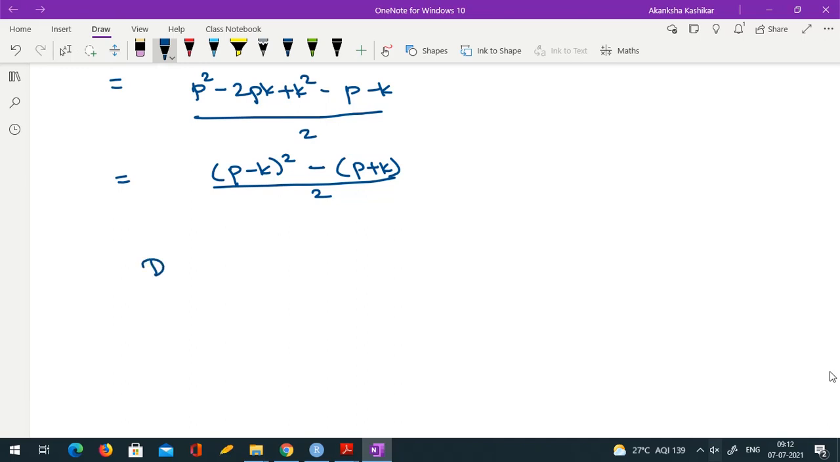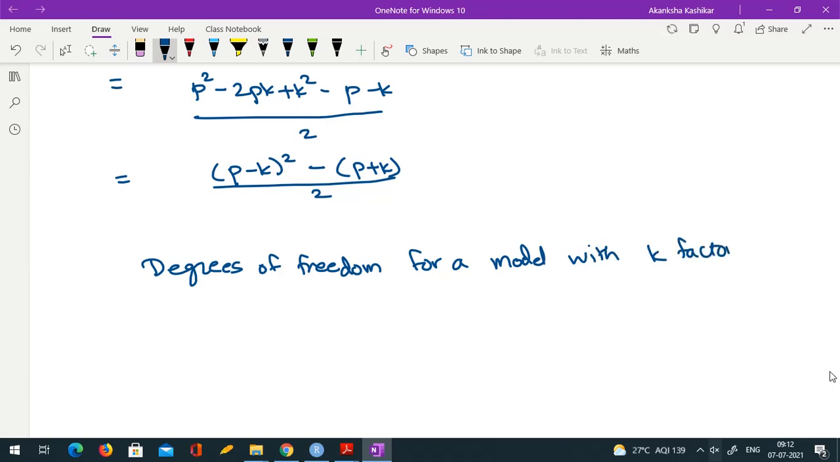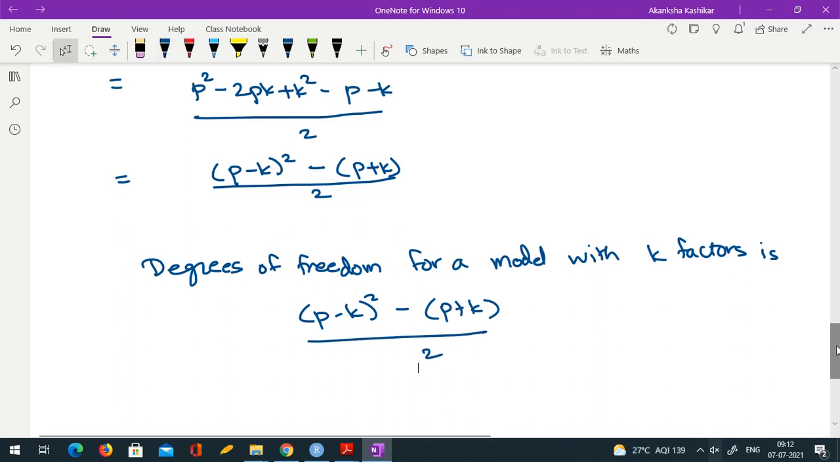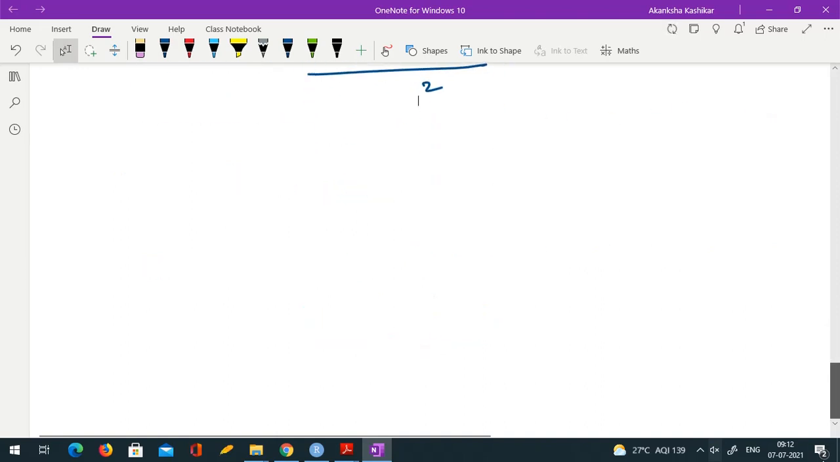Okay, so degrees of freedom, or the free number of parameters that need to be decided newly, freely, is degrees of freedom for a model with k factors: ((p minus k) whole square minus (p plus k)) by 2. Now how does this affect my analysis, or how does this affect my conclusions?